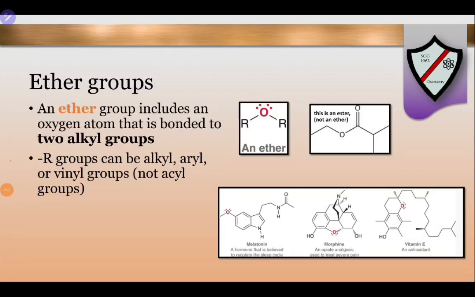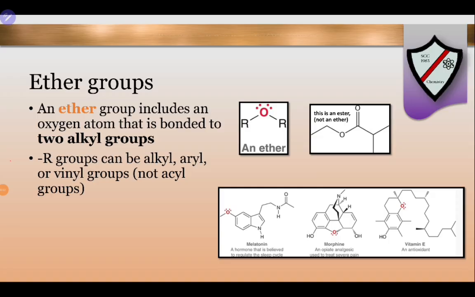So to begin, we take a look at what the ether group structure looks like. An ether group is a group that includes an oxygen atom that is bonded to two alkyl chains. The R groups can be alkyl, aryl, or vinyl groups. So if there are double bonds or benzene rings and stuff like that, that's fine.